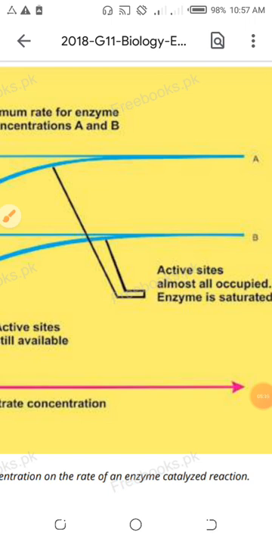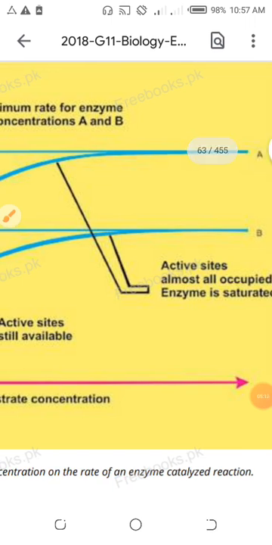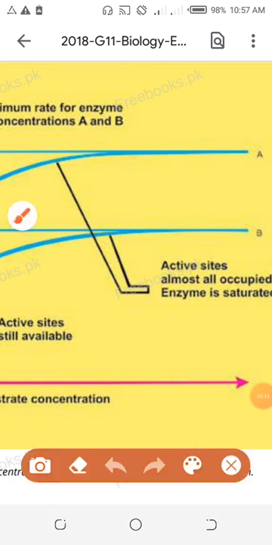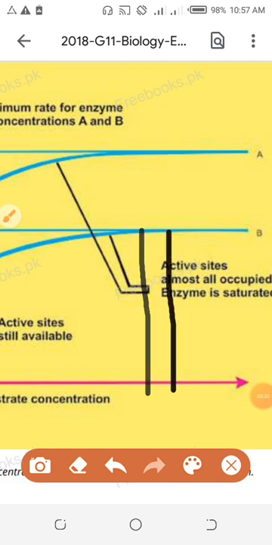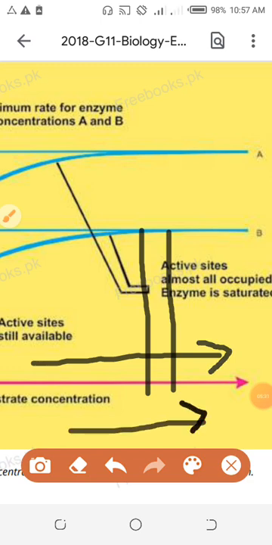Now I am touching the problematic area. This is the area in which we are getting a little confused, because you are increasing. The first line is telling the substrate concentration is less, the next line is telling substrate concentration is more. Sir, how are the substrate concentrations increasing? I tell you, this is the x-axis.